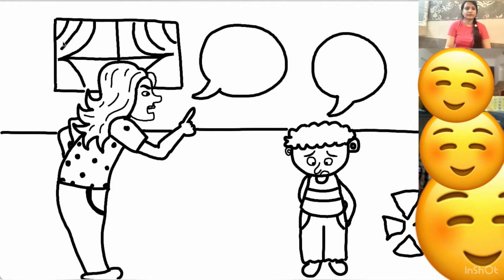Then he snatched the items, all broken. And he says, I will not do it again. Sorry. My mistake. I'm so sorry.